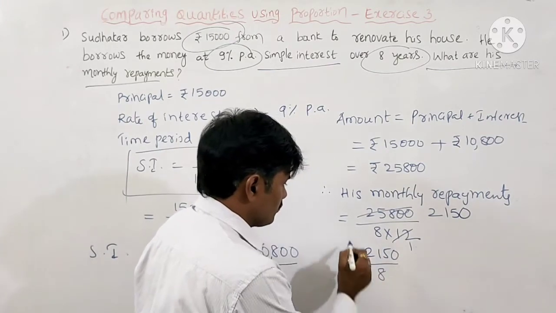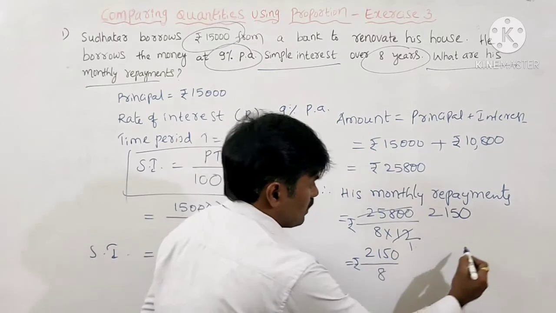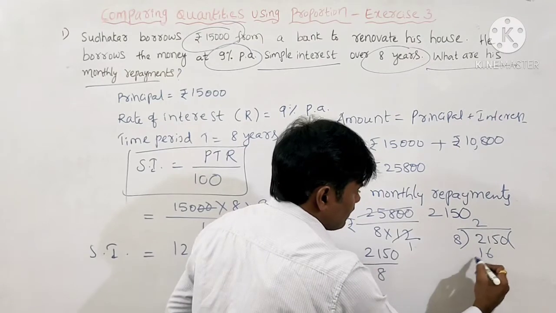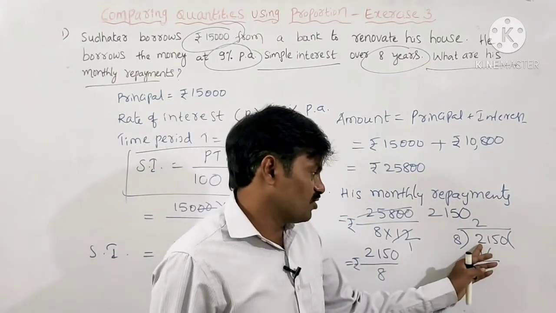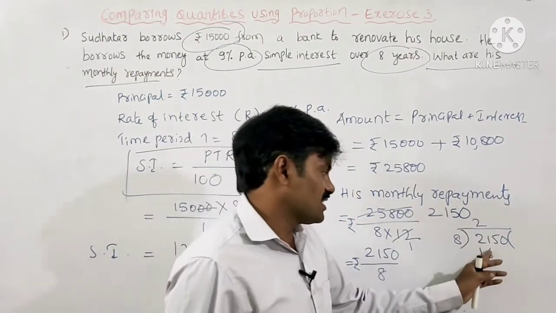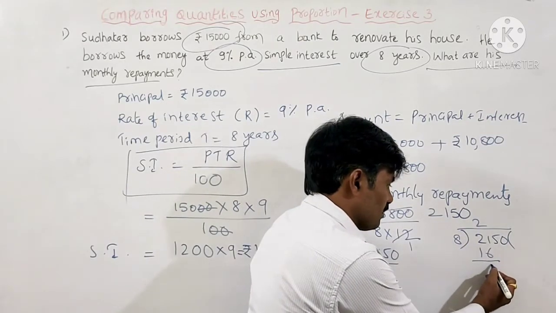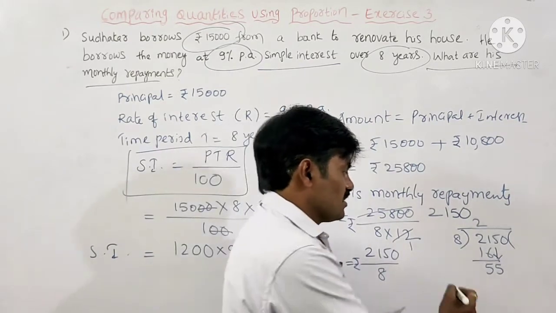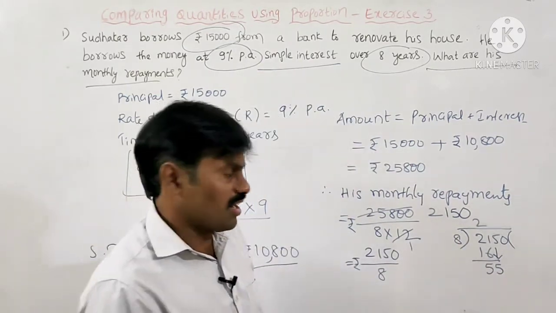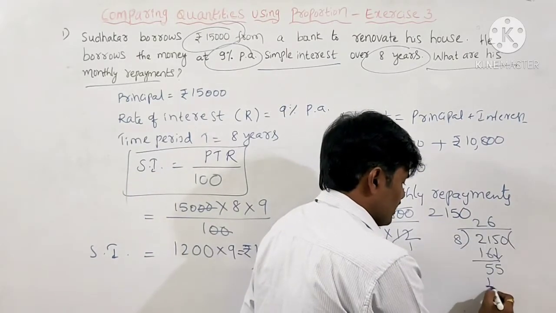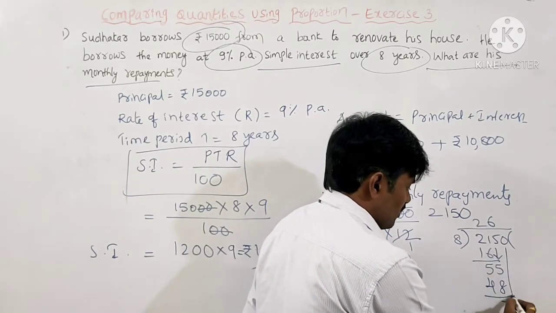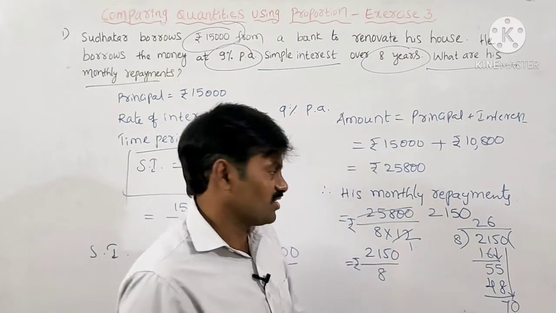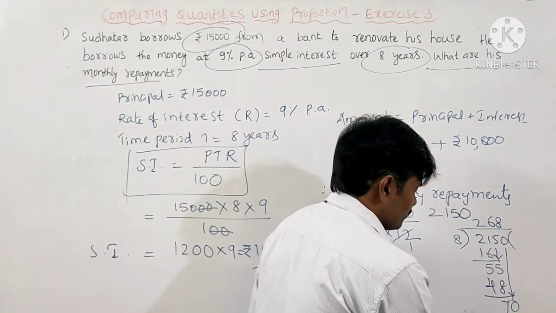2,150 by 8 rupees. Then we do the rough work. If you divide 2,150 by 8, 8 2s are 16 is possible. 2 times is possible. The remaining is 5. Bring down the next digit, 55. 8 7s are 56, so not possible. So 8 6s are 48 is possible. The difference is 7. Bring down the next digit, 70. Now 8 8s are 64, 8 9s are 72, not possible. So 8 8s are 64.